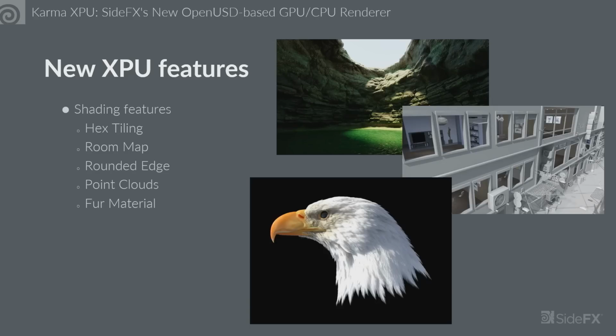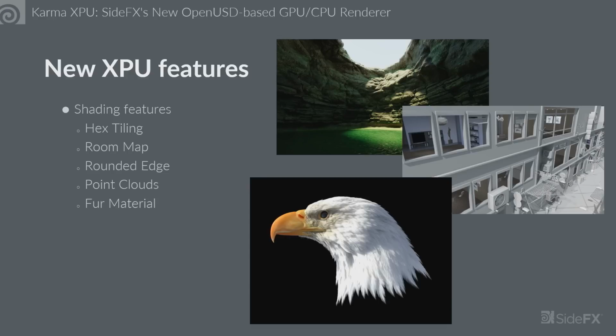We've added a bunch of shading features. So that includes hex tiling, which is a nice way to tile a texture over a surface without it appearing repetitive. We have a room mapping tool, which creates a parallax correcting room effect, useful for buildings and cityscapes. We also support rounded edges as well as point clouds.